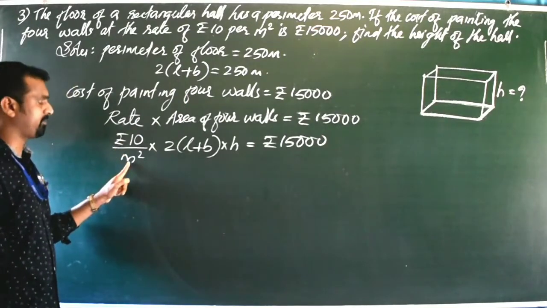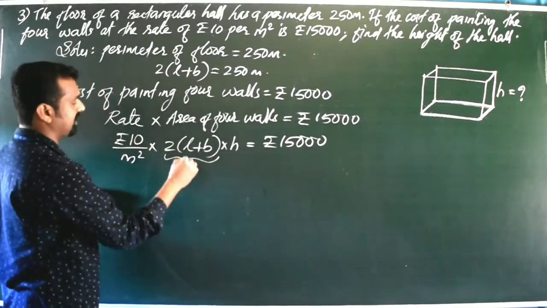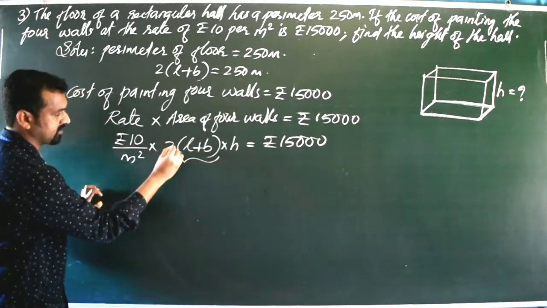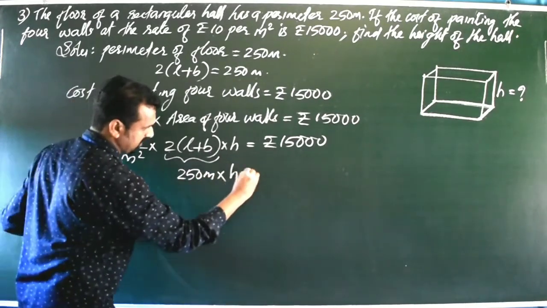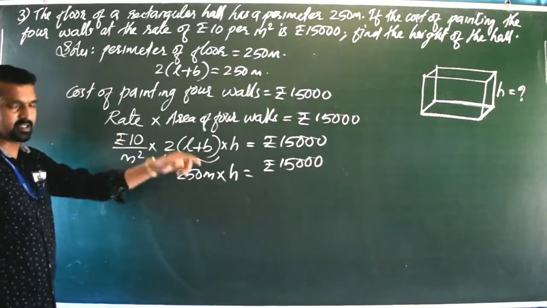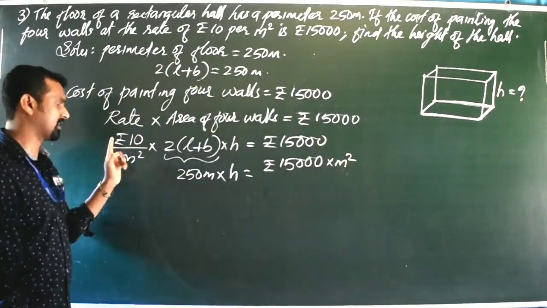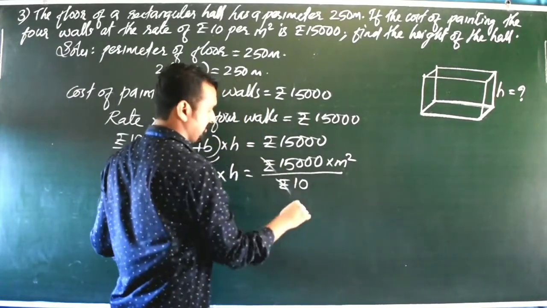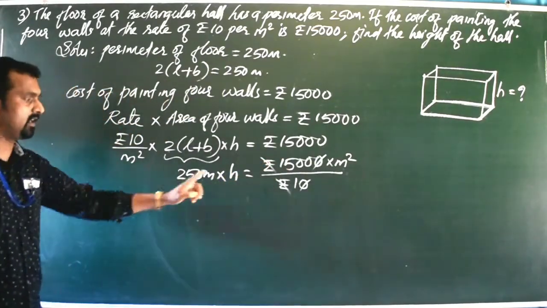Now rupees 10 per meter square we will transpose to the right side. Then 2 into (L plus B) into H will remain here. What is 2 into (L plus B) value in the question? That is 250 meter. So 250 meter into H is equal to rupees 15,000 divided by rupees 10 per meter square, which becomes into meter square. Now rupees we can cancel. Now 250 meter also we will transpose to the right side, then we will get the height of the hall.